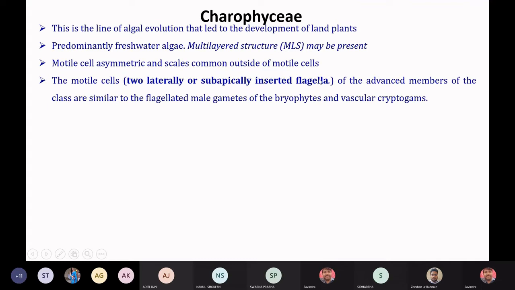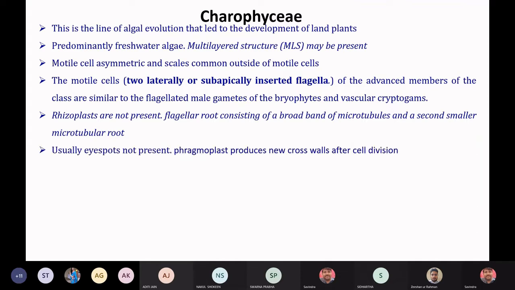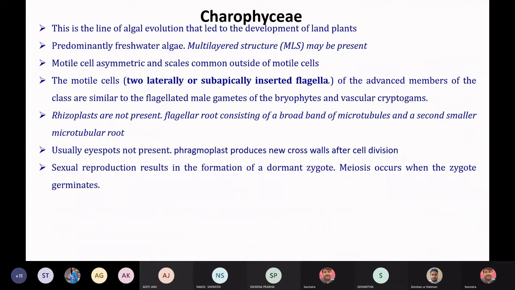And the motile cell has two laterally or subapically inserted flagella. Unlike Chlorophyceae, where both the flagella are terminally placed, here you will see that the flagella may be present laterally or subapically. Rhizoplasts are not present, and instead of that you will find microtubular roots. Eyespot not present, and phragmoplast produces new cross walls after cell division.